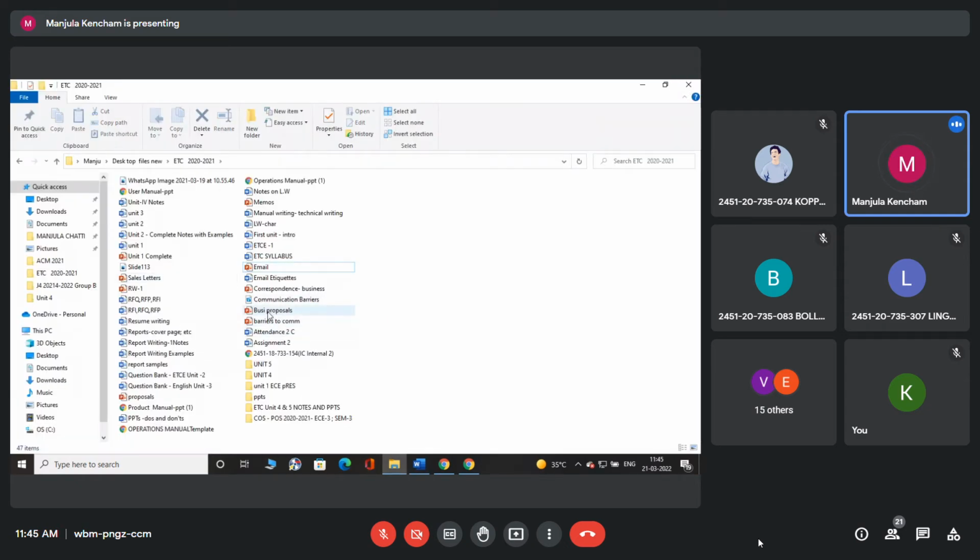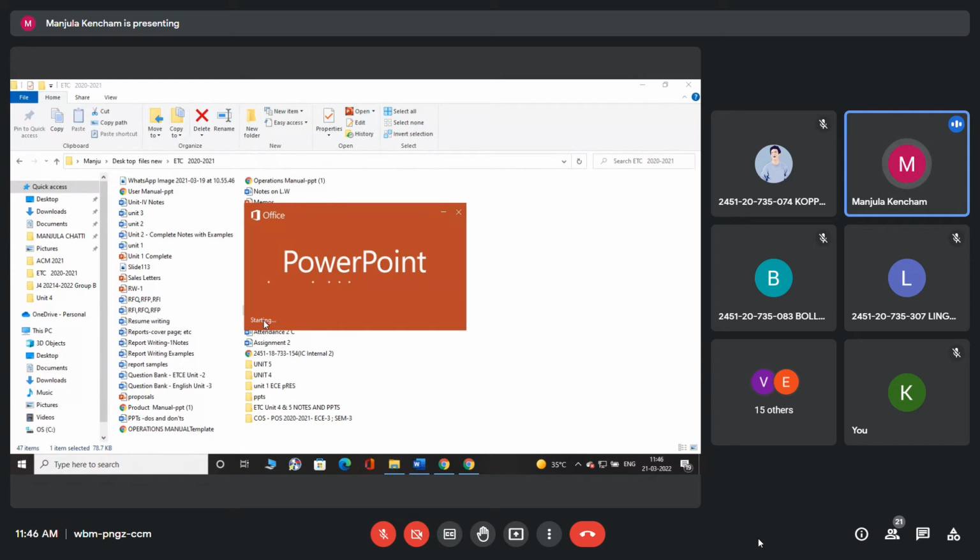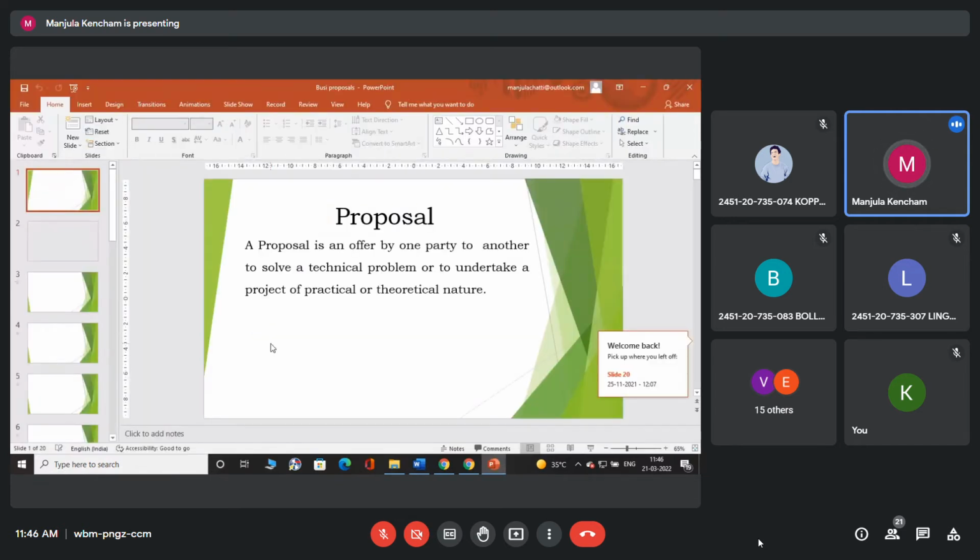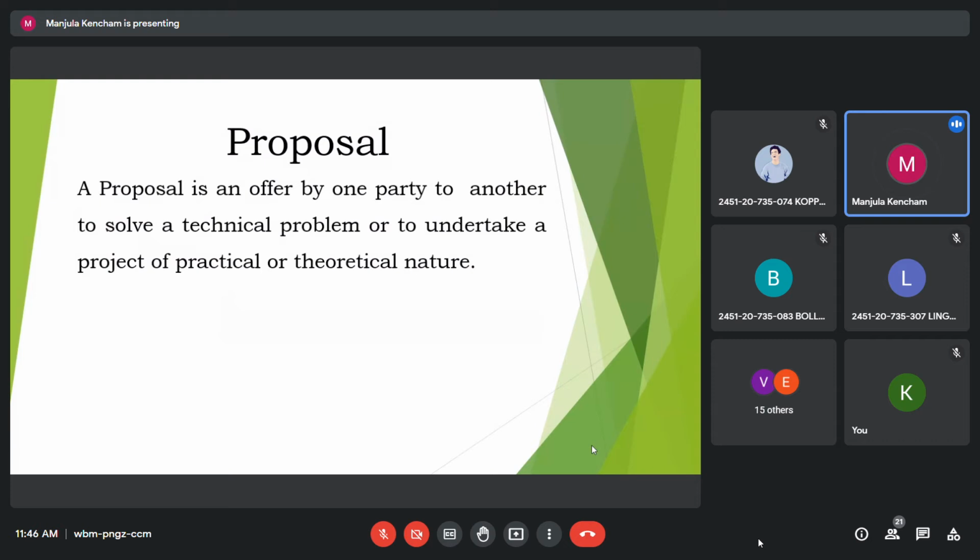Then we go with business proposals. Definitely, it's a tested question over and again. Be sure that you write it properly. What is a proposal? How to write a proposal? Have a quick glance at it. I would be moving between the screens. Just have a glance at it.